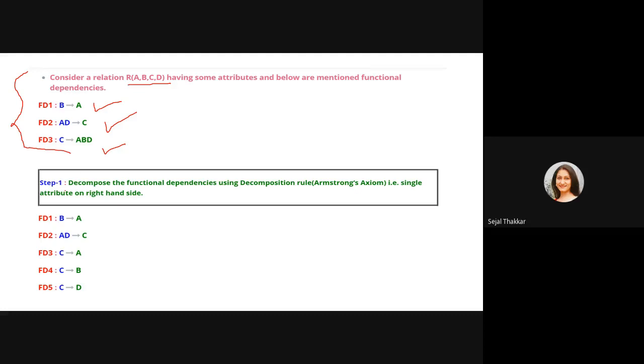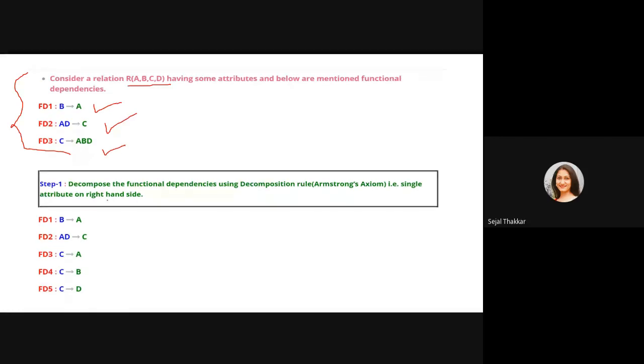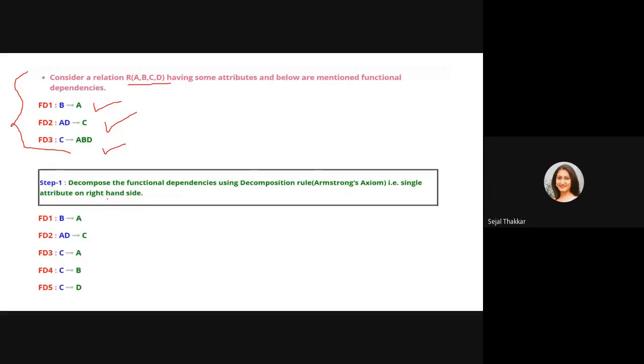Step 1 is to decompose the functional dependencies using the decomposition rule of Armstrong's axioms, keeping a single attribute on the right hand side. You already learned in mathematics: association, decomposition, union, rules, transitive dependency. So first we apply the decomposition rule and decompose any composite attribute available on the right hand side. Right now we are talking only about the right hand side, not the left hand side.